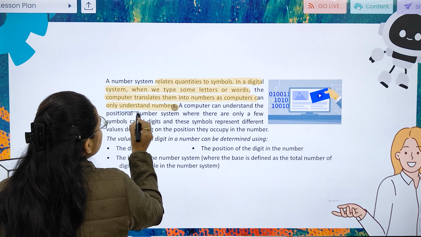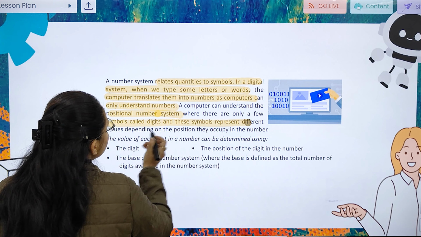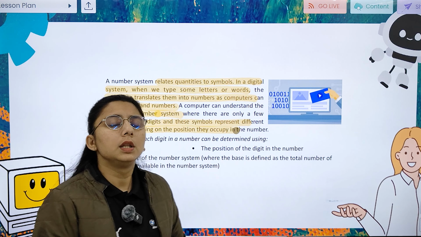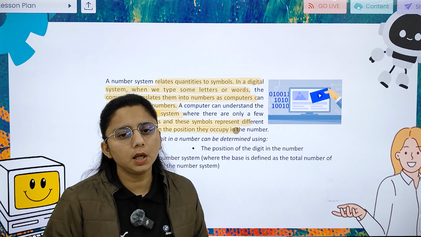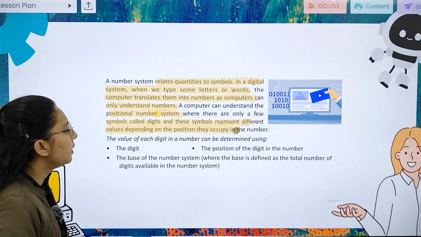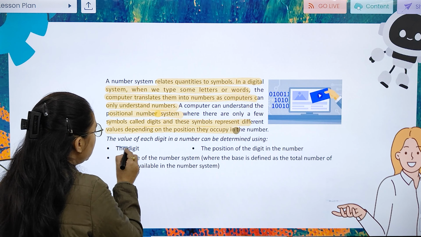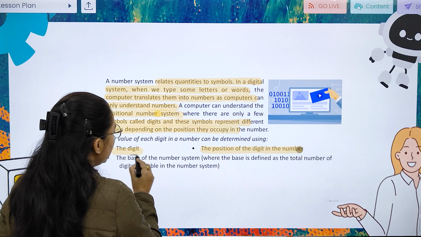A computer can understand only a positional number system, where there are only a few symbols called digits, and these symbols represent different values depending on the position they occupy. Now the value of each digit in a number is determined using the digit, the position of the digit in the number, and the base of the number.